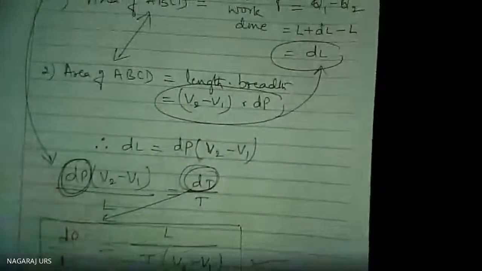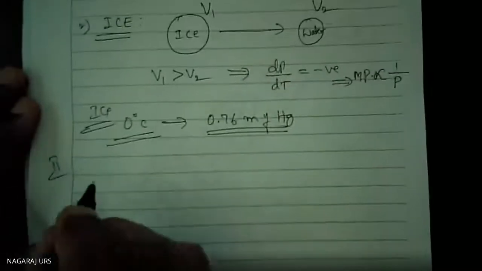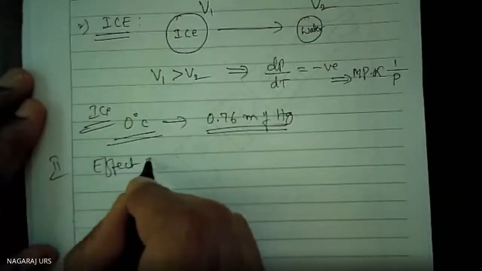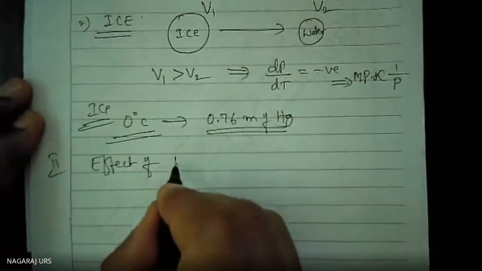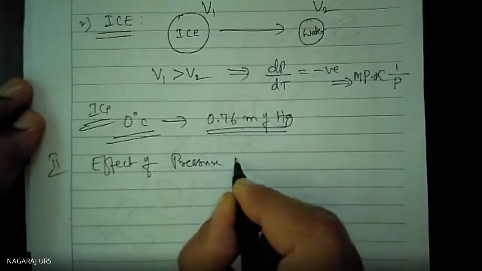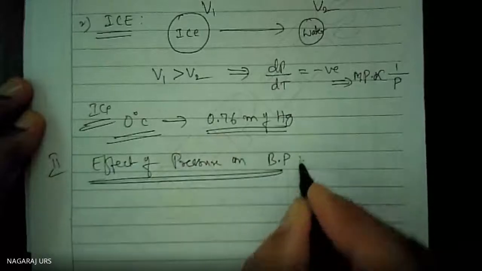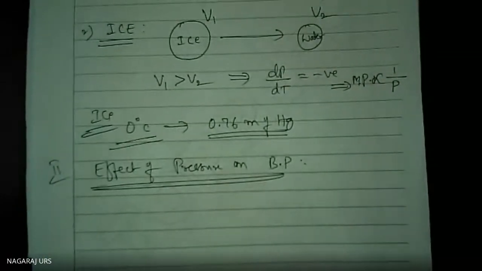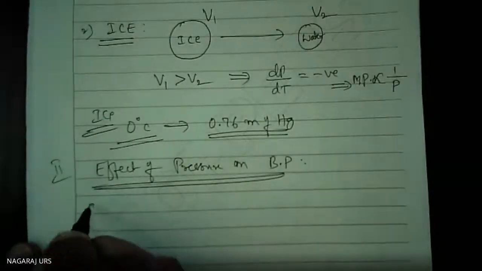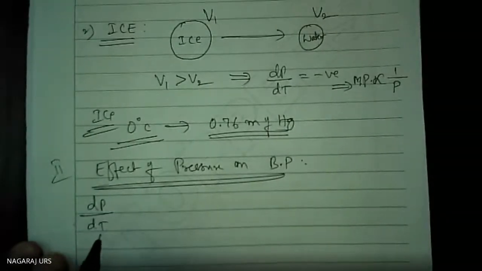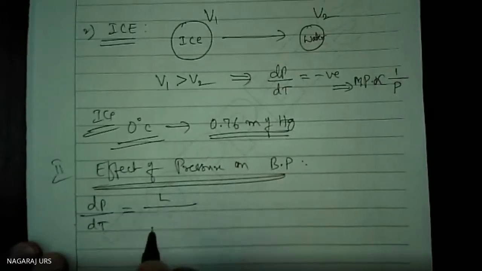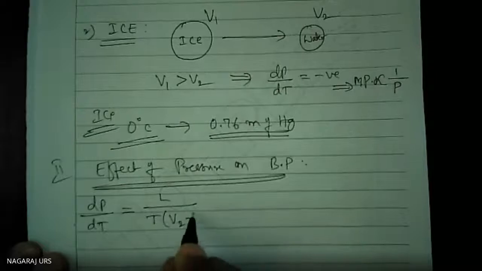Now, similarly, number 2, we have to think about the effect of pressure on the boiling point of a liquid. We know the formula, and we have to solve problems here also. dP by dt is equal to L divided by T into (V2 minus V1).